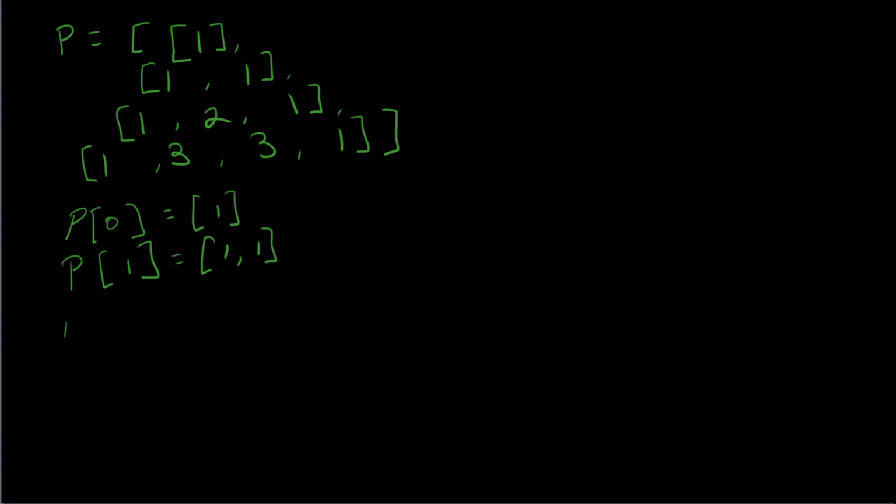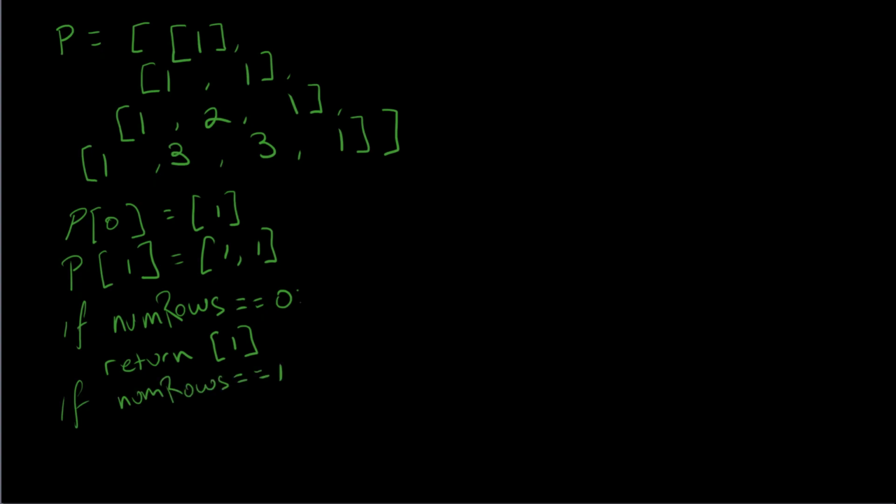function put if numRows is equal to 0, you can just hard code return 1. And if numRows is equal to 1, just return 1, 1. And of course we could do this forever, but maybe that's not the best way to learn. So let's learn how to code from here with us having P, and now we have some indices. How would we actually code this?